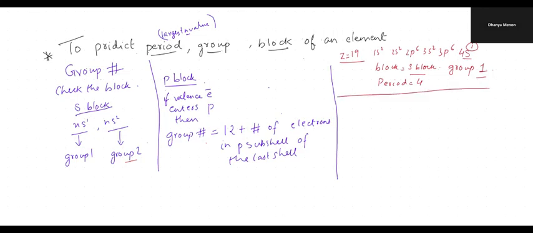Now, another example, where Z is equal to 35. We start with writing the configuration: 1s2, 2s2, 2p6, 3s2, 3p6, 4s2, 3d10, 4p5. First start with the period number. The largest value of n is 4.